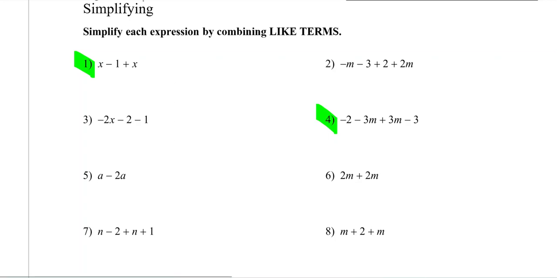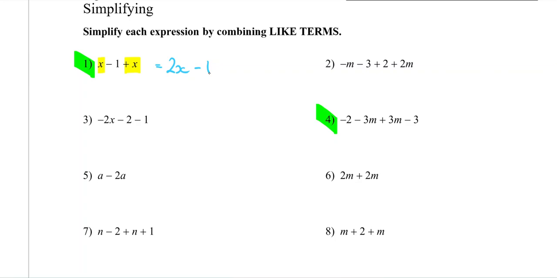The x and this x, they have the same letter. They are like terms. So remember, if there's no number in front, they're ones. So it's 1 plus another 1 makes 2 x's. And this minus 1 here is not a like term, so you can't do anything with it. It just sits at the end. 2x minus 1. Only the parts that have the same letters go together.